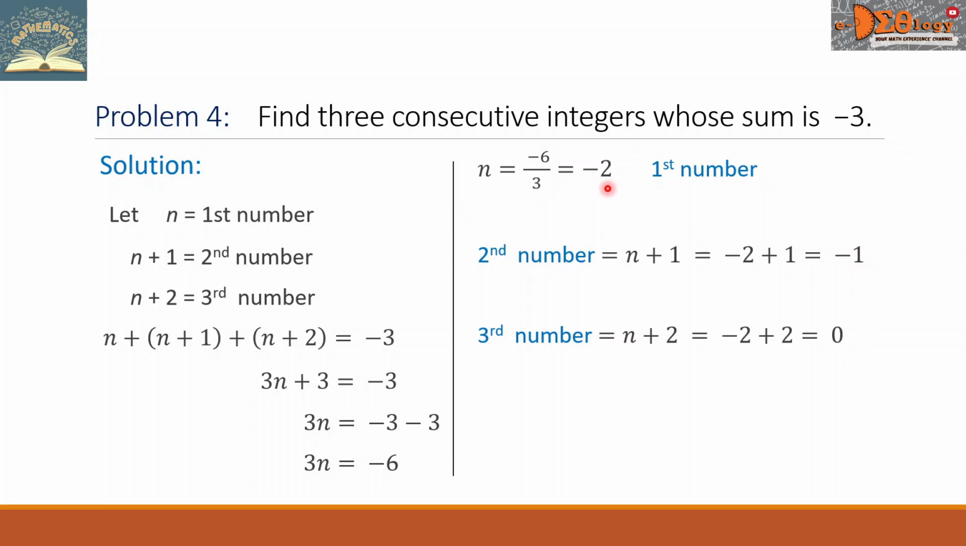We can see that these three numbers are consecutive integers. Now, let us see if it satisfies that when we add the three numbers, the sum is negative 3. Negative 2 plus negative 1 plus 0, the total is negative 3. Therefore, these three numbers satisfy our problem. These are the answer.